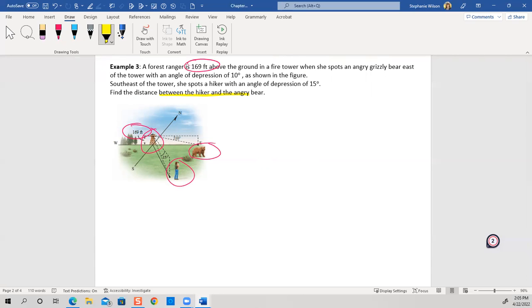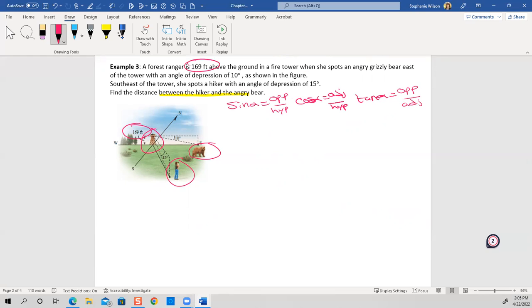So I wanted to do a little refresher, a reminder on our sine, cosine, and tangent. So we know that sine of an angle is opposite over hypotenuse. Cosine of an angle is adjacent over hypotenuse. Tangent of an angle is opposite over adjacent. Okay, so that's just a little reminder. This will help you figure this out.